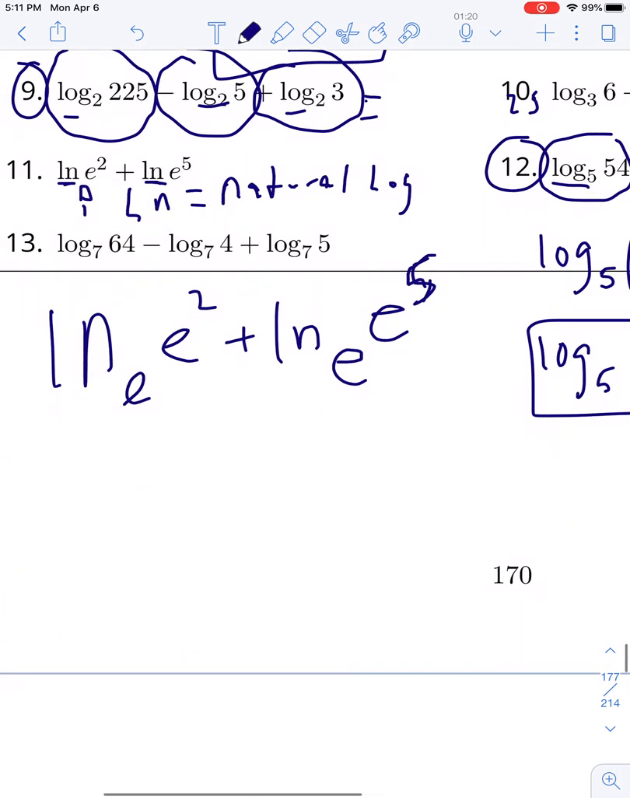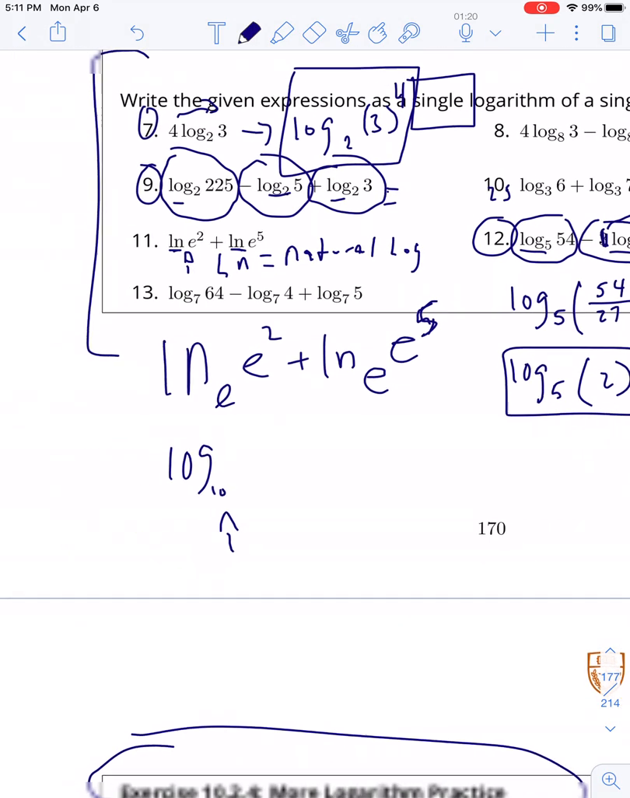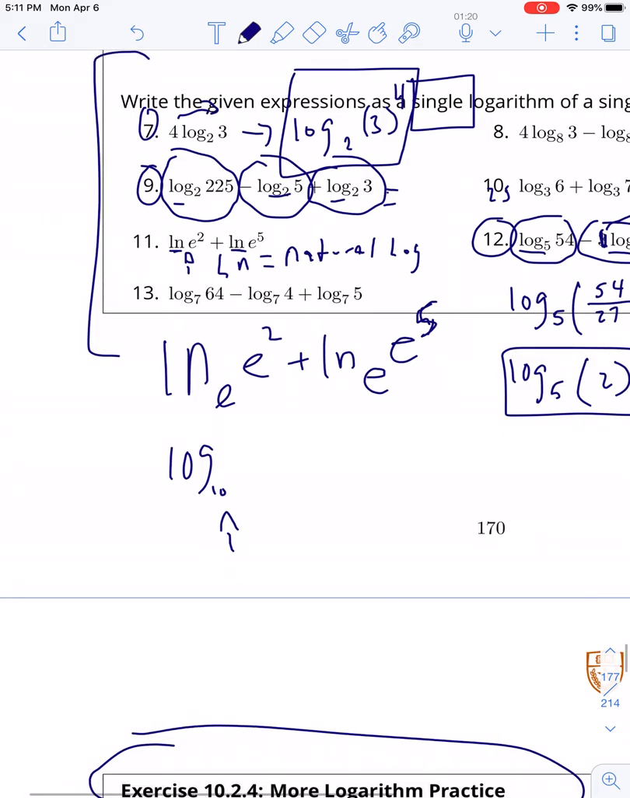Now a log, when you don't have a base number, the implication is that it's the number 10, like 10 is what we count by. But number 11 will follow the same properties.